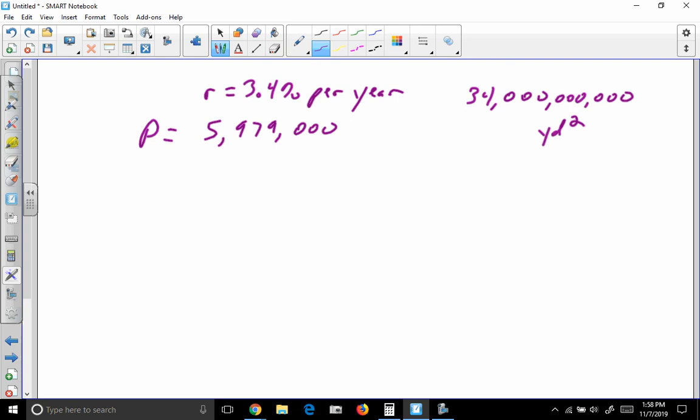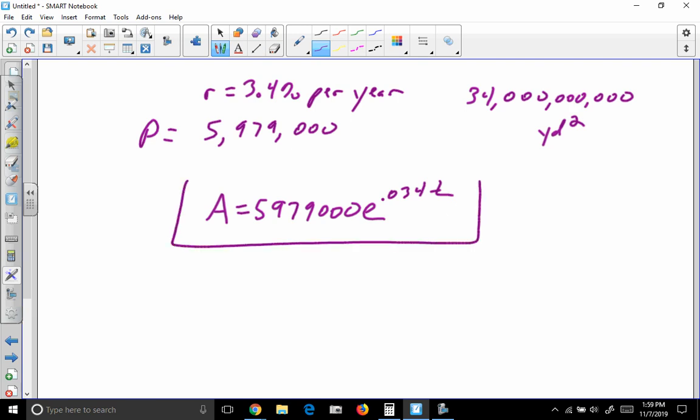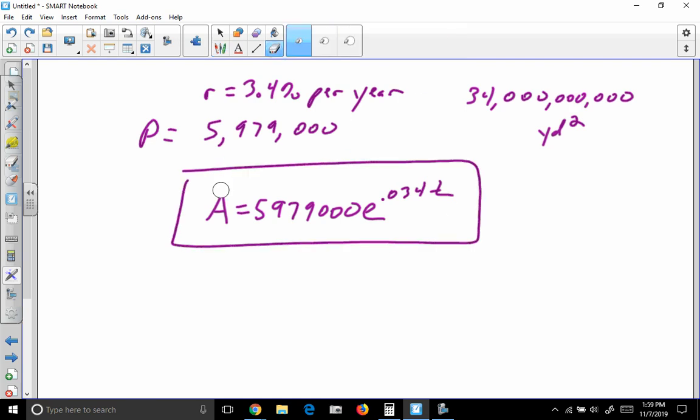So first of all, let's write our exponential growth formula. So A equals P, which is 5,979,000, times E to the R. R as a decimal is 0.034 times T. So that's the exponential growth function. A is a function of T.